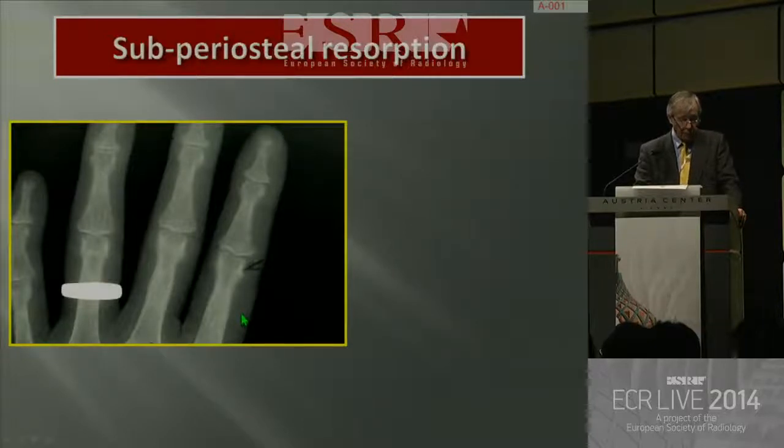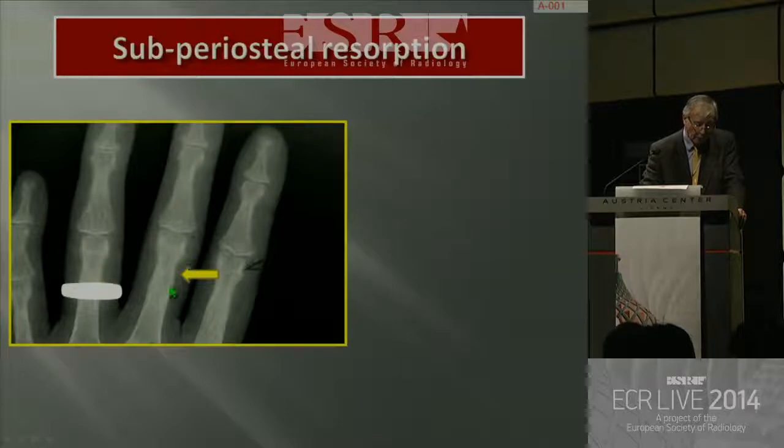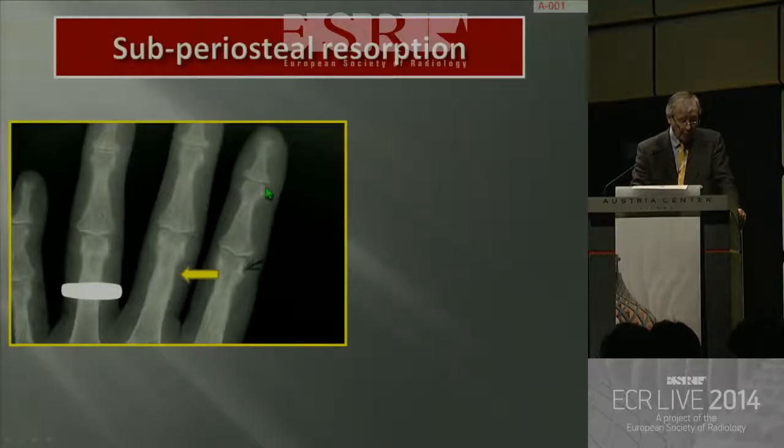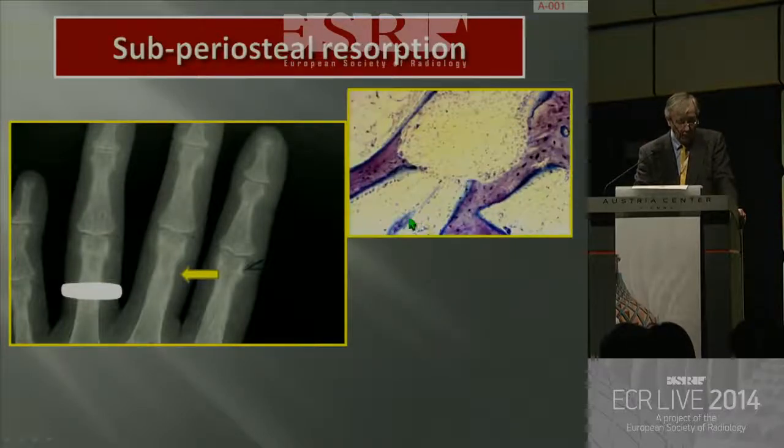Sub-periosteal resorption. The key area for sub-periosteal resorption is the metacarpals and phalanges. You can see this chewed area, which is absolutely classic, again, of hyperparathyroidism and the loss of bone at the tips. So always look at the sharpness of the periosteal line for this.